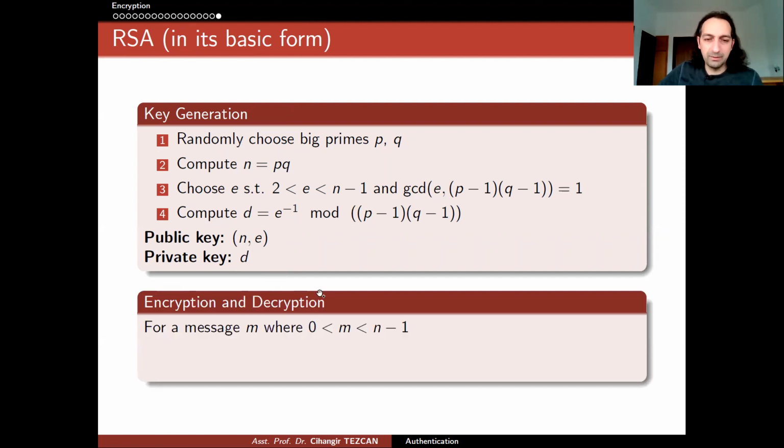Let's say that somebody wants to send you a message M. Of course, M has to be smaller than N, but if you want to send a larger message, you have to divide it into blocks and perform some operation. This is why I say it in its basic form. So let's say your message is something small. What you do is simple: you take your message and calculate its E-th power modulo N, and this is your ciphertext, and you send it to the person you want to communicate with.